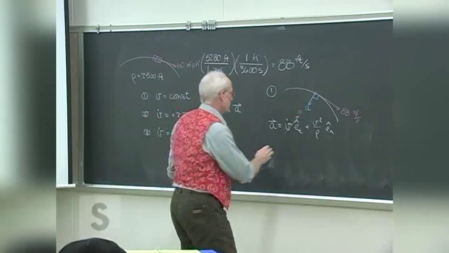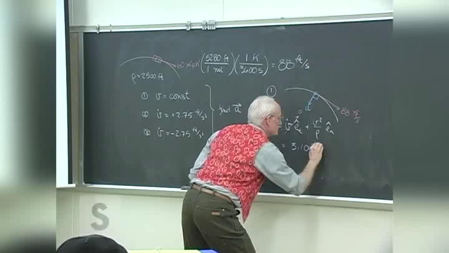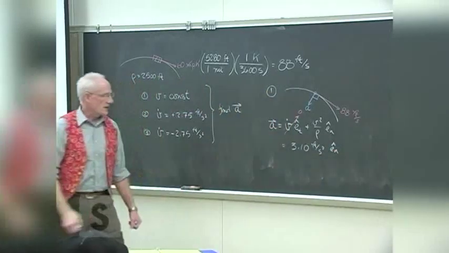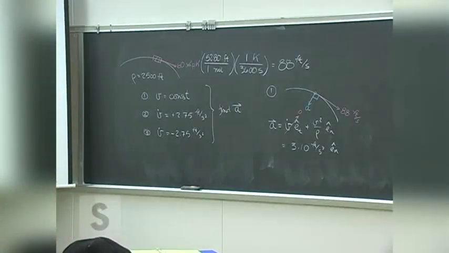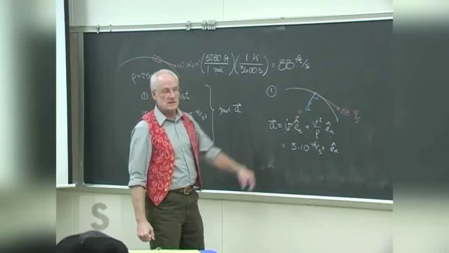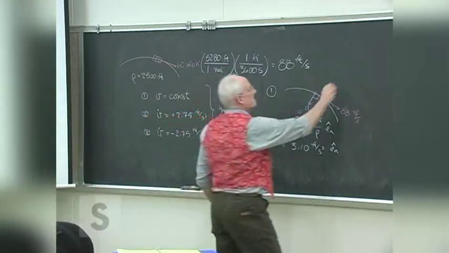Comes out to be, I think, 3.10 feet per second squared in the normal direction, which for an answer we can do nothing more than make a little drawing, because it depends upon where it is and how fast it's moving at any time. Not how fast, but what the path is defines the normal direction in any instant.